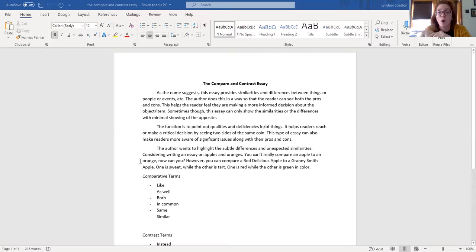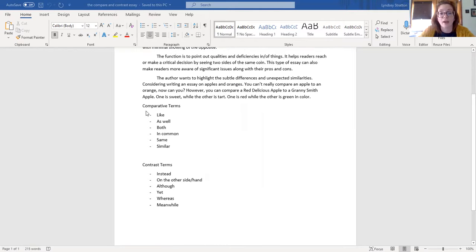Again, the function is to point out the qualities and deficiencies of something. It helps the readers to make that critical decision, like I said. It also can make people more aware, okay? For example, if we're looking at a compare and contrast essay on wearing a mask or getting vaccinated, that might help make somebody see different sides of things that maybe haven't been brought up. Okay, so that's what the main function is of the compare and contrast essay.